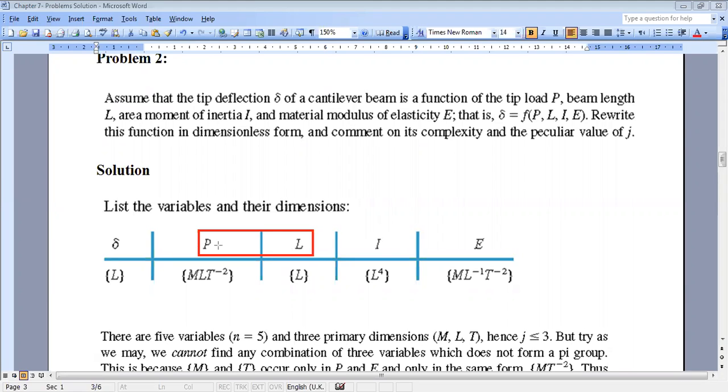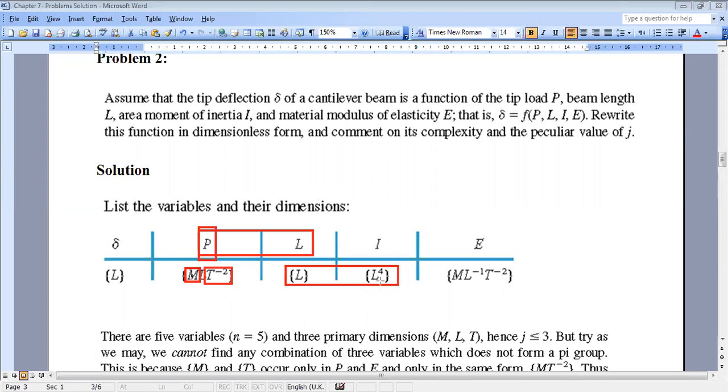PL over I. Okay, why did you include P? If you look at L and I, both do not include M and T. Because L and I both do not include M and T, you can conclude that P will not figure in their group, because P only contains M and T. So M and T cannot be cancelled if I combine them with L and I. So P will not enter the group. Okay, so the group will only contain L and I.